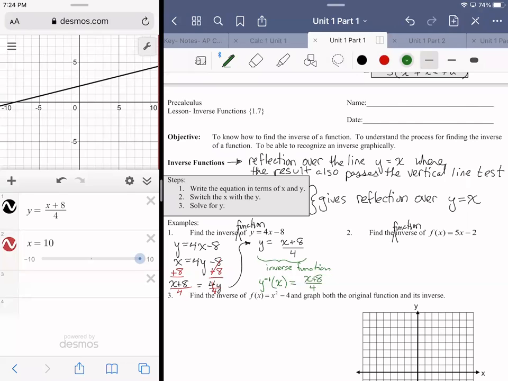All right. So for the second one, and this is the last one we'll do for tonight, we first write it as y equals instead of f of x equals. Switch the x with the y. Then solve for y. So then it's algebra after that. So x plus 2 is equal to 5y. Divide out the 5. Verify that this equation is in fact a function.